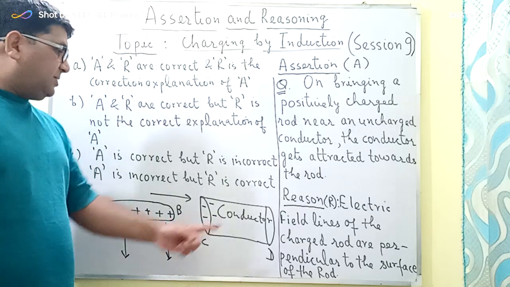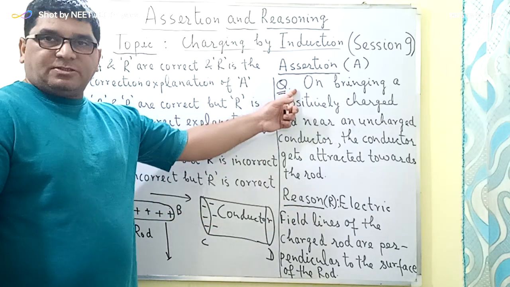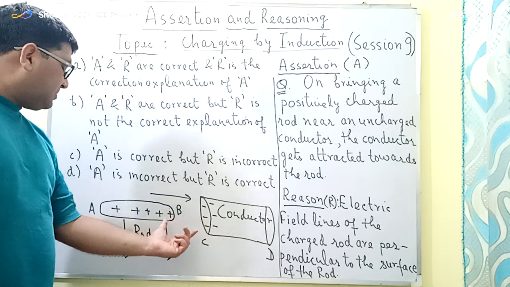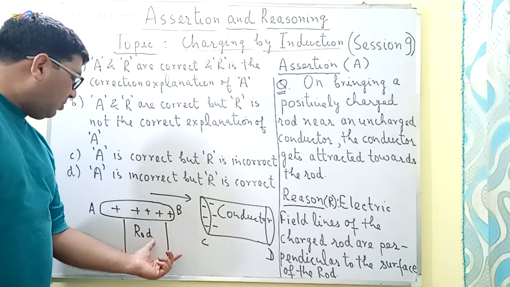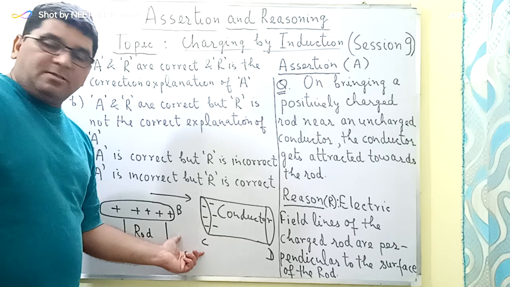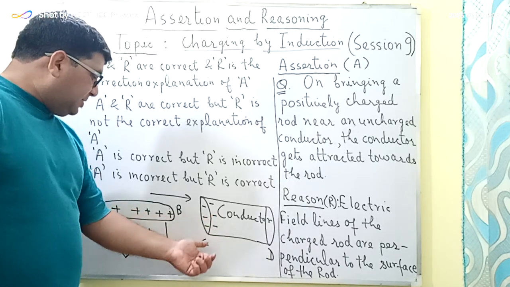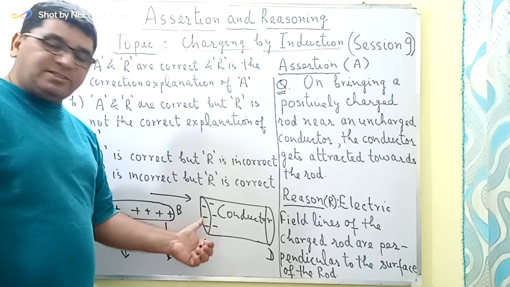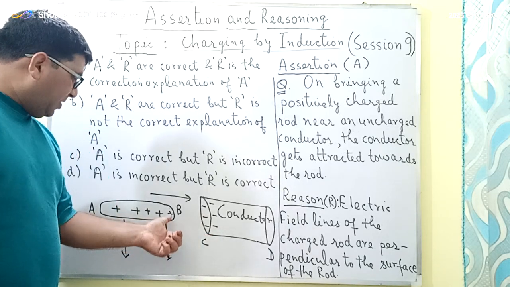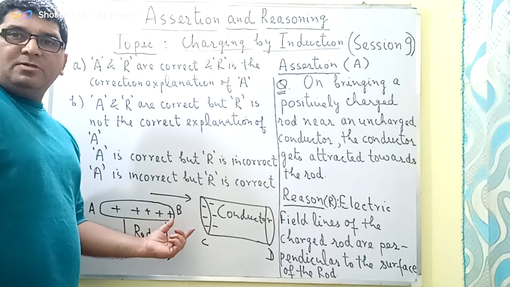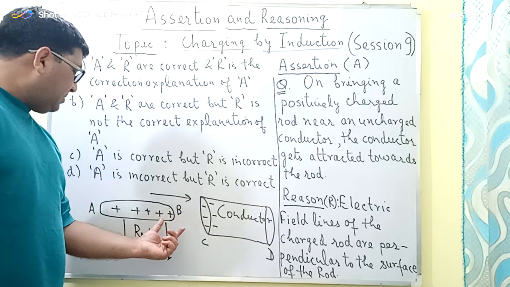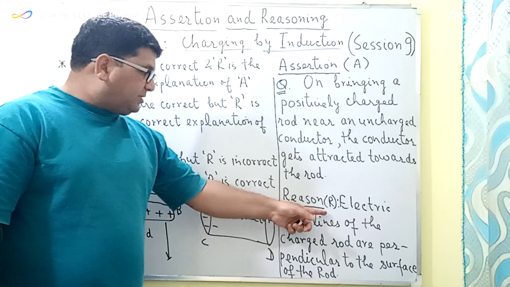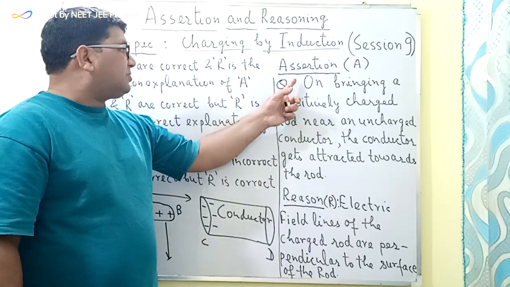However, this reason is not the correct explanation of the assertion, because here this uncharged conductor is getting attracted to the rod due to induction. By induction, this face C of this uncharged conductor is getting negatively charged, and because this rod is positively charged, therefore this conductor gets attracted towards the rod. So this reasoning is not the correct explanation of assertion.